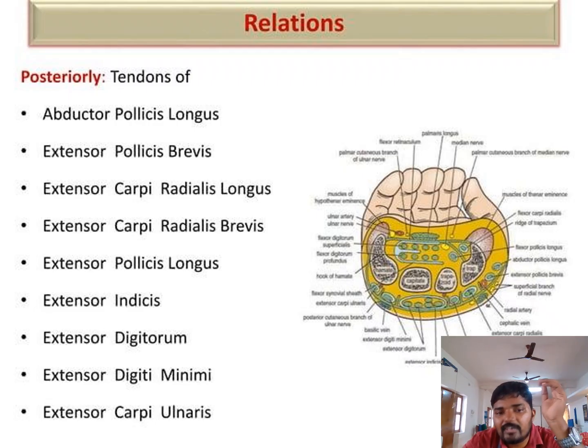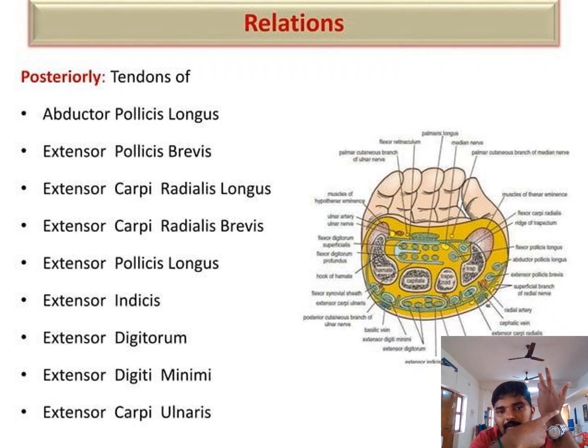Then posteriorly, on the posterior surface, mainly the abductor pollicis longus tendon is present. The thumb movement is abduction and adduction, and this movement is mainly helped by the abductor pollicis longus tendon. Then extensor pollicis brevis: this is the extension movement, as in flexion and extension. This extension movement is mainly helped by the extensor pollicis brevis tendon. The abductor pollicis longus tendon is mainly helpful for abduction of the thumb.